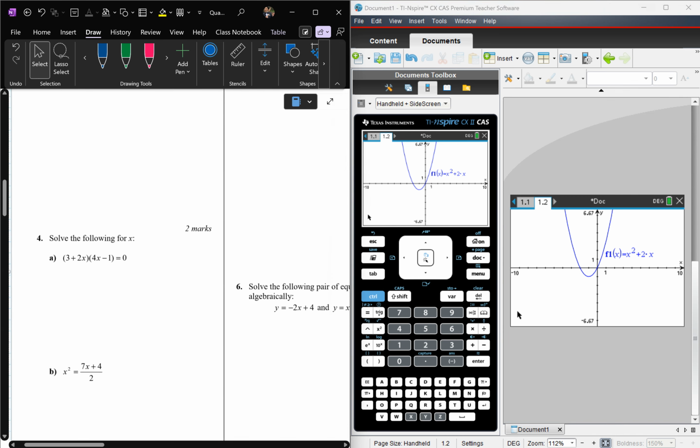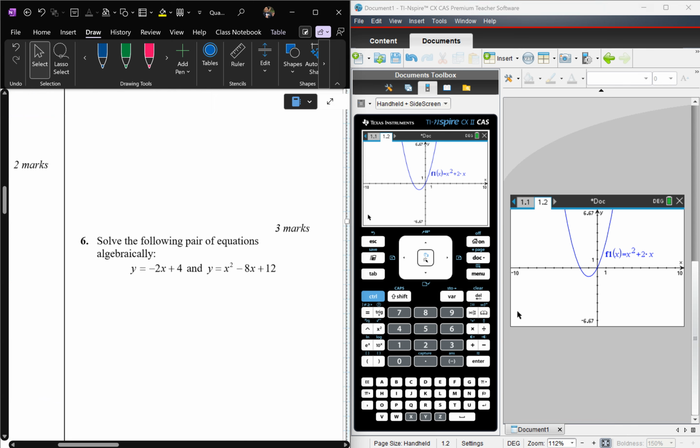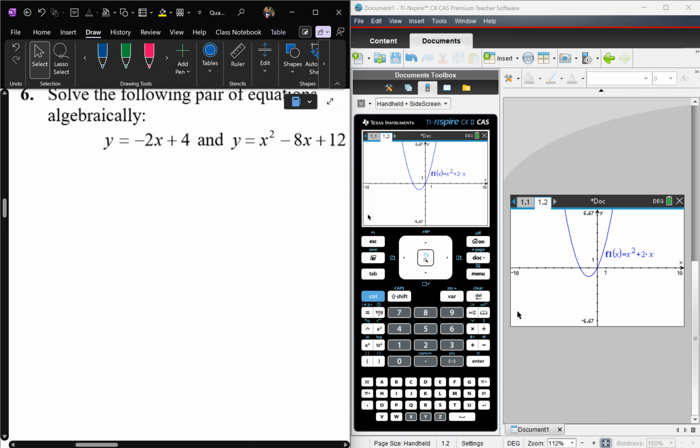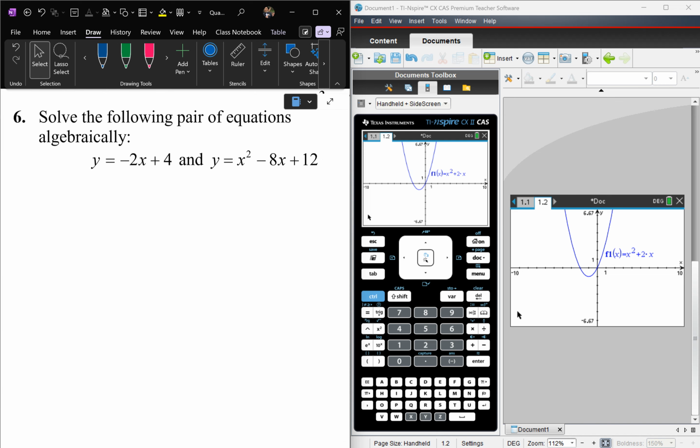What else can I teach you with your CAS that you might not know? Do you all know how to solve this on your CAS? Question 6, solve the following pair of equations algebraically. If you were doing your CAS, hands up if you know how to do this. 1, 2, 3. All right, let's do it together.